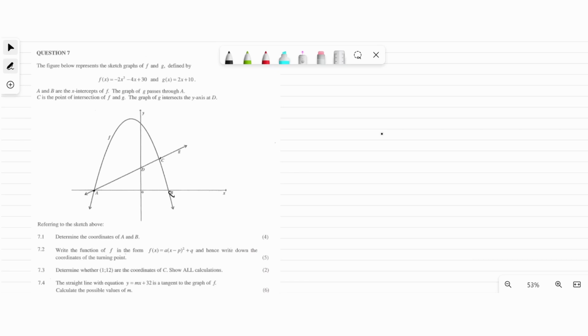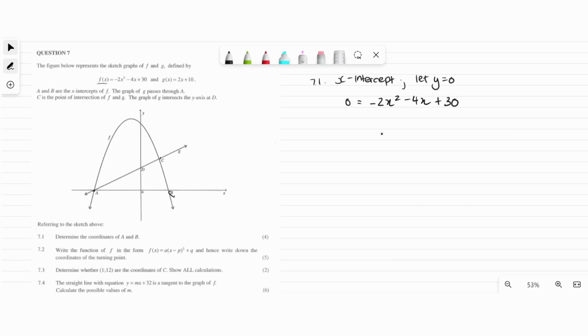The first question says, referring to the sketch below, determine the coordinates of A and B. So what do we know A and B to be? They're the x-intercepts of f of x. So we're going to say 7.1, x-intercept. When you want your x-intercept, you need to let y equal what? To 0. So wherever I see f of x here, I'm going to substitute 0. So it's going to be 0 equals negative 2x minus 4 plus 30.